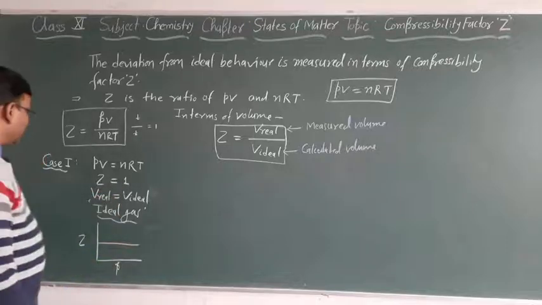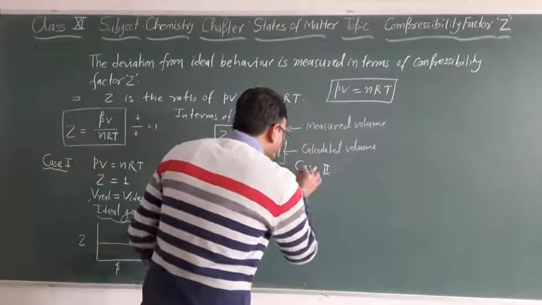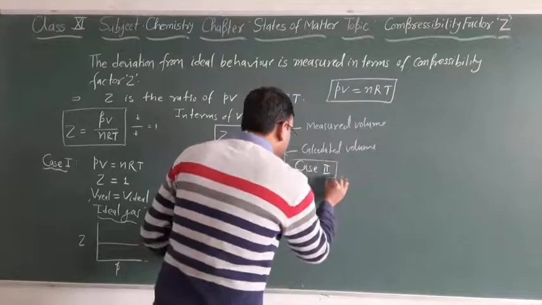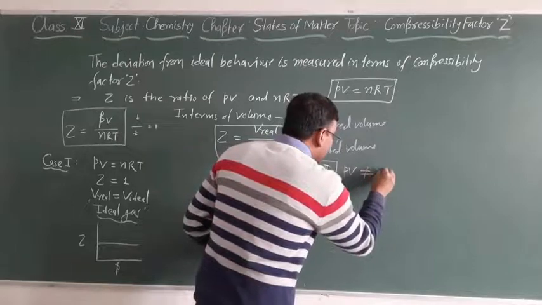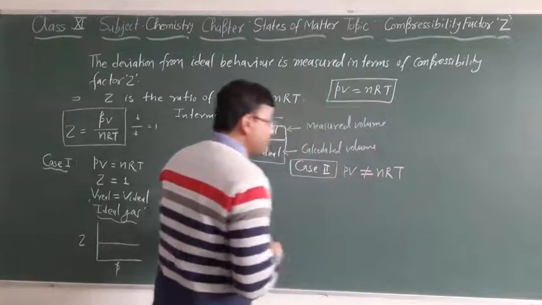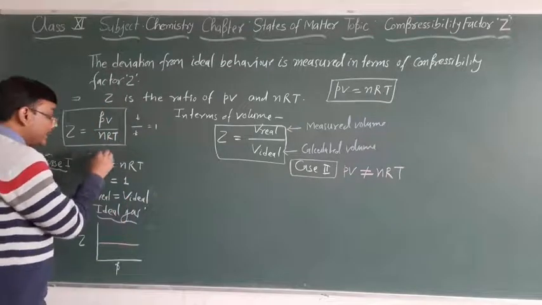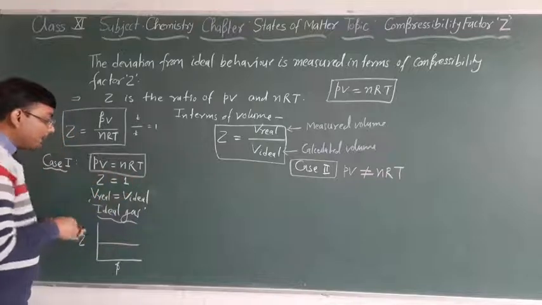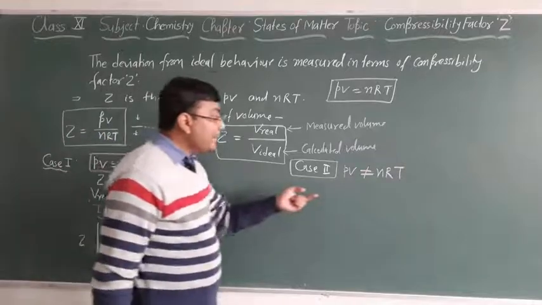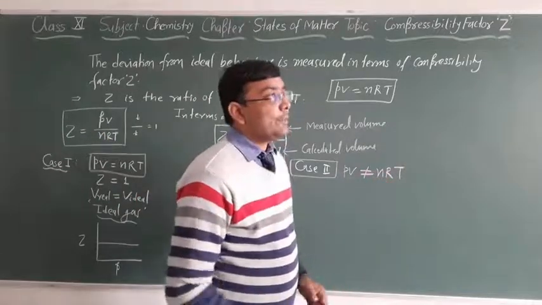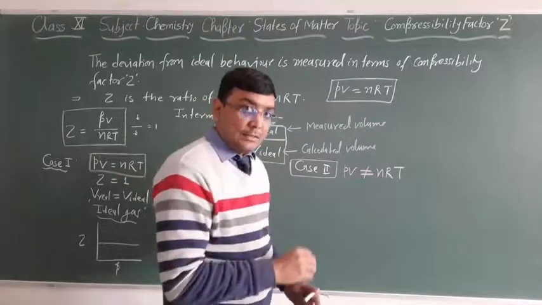Is it clear? Now I am going to discuss case second. This case is about when PV is not equal to nRT. Note the point: the first case is when PV is equal to nRT, which we have proven here. This is the ideal gas. But what will happen when PV is not equal to nRT? Then PV may be greater than nRT or less than nRT.